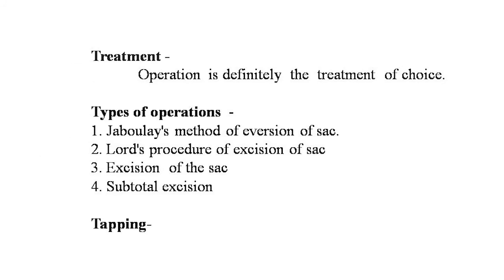Now the treatment: operation is definitely the treatment of choice. There are types of operation: Jaboulay's method of eversion of sac, Lord's procedure of plication of sac, excision of the sac, and subtotal excision. These are the four types of operation that can be done in the vaginal hydrocele. That is the commonest type. And the next method is tapping. This is not a radical treatment but is often indicated in old patients when the patient is inoperable or not medically fit for the operation.